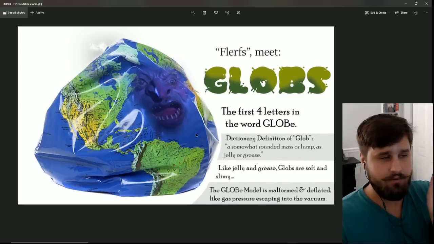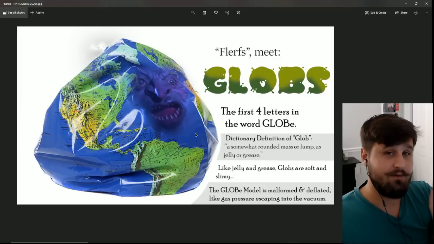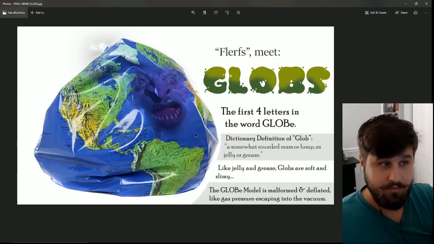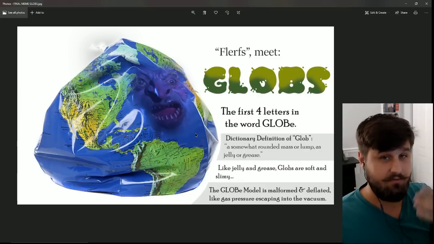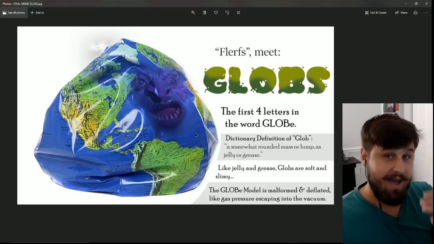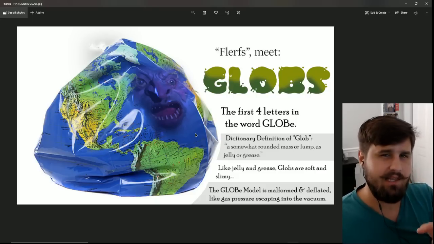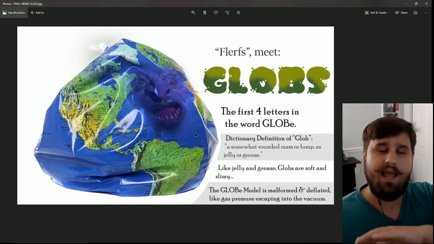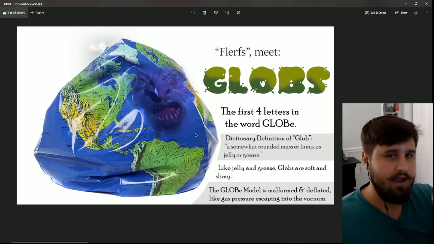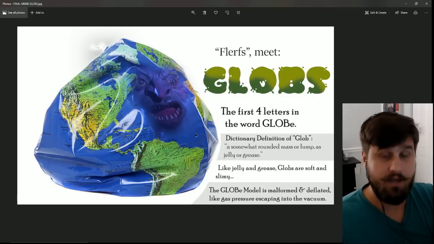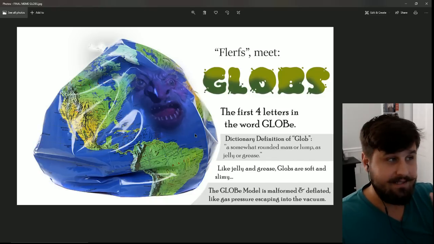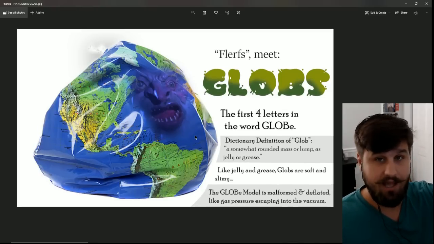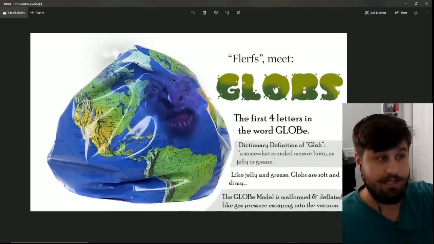They're just so butthurt. You know, the first 4 letters in the word globe is glob. And one dictionary defines the word glob as, quote, a somewhat rounded mass or lump, as jelly or grease. Think about any die-hard globe defender you've ever come across in your life, and tell me they don't just represent a glob. Tell me they don't just look like this.